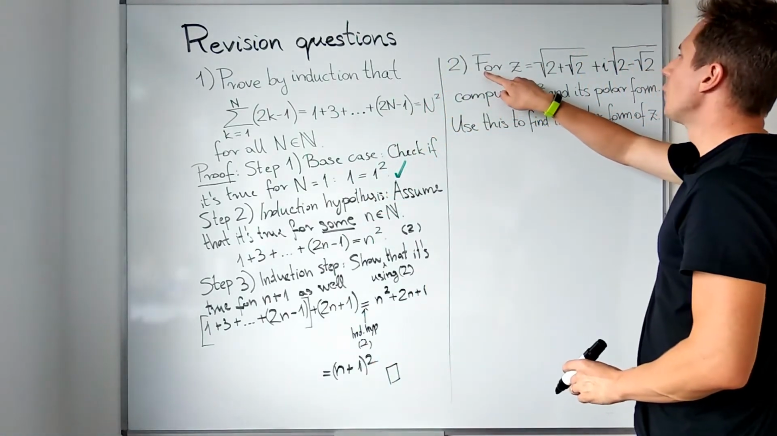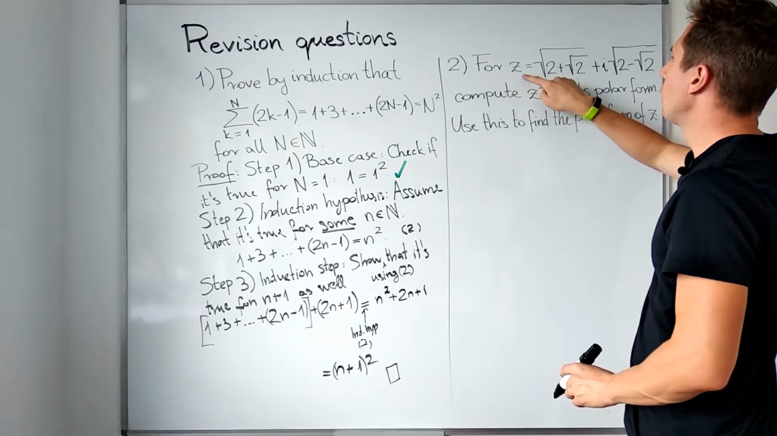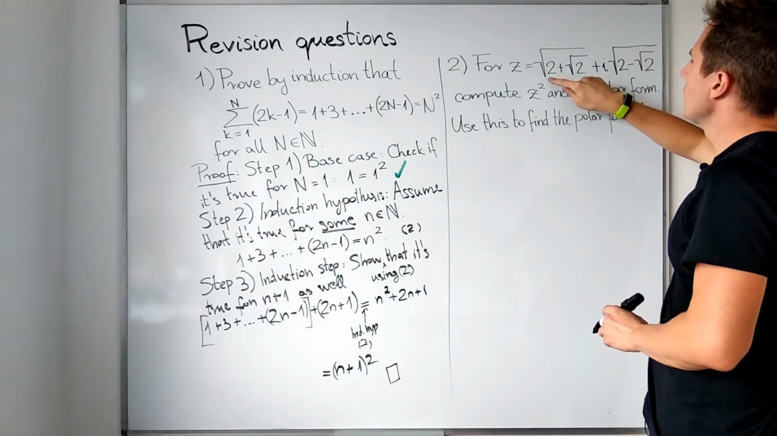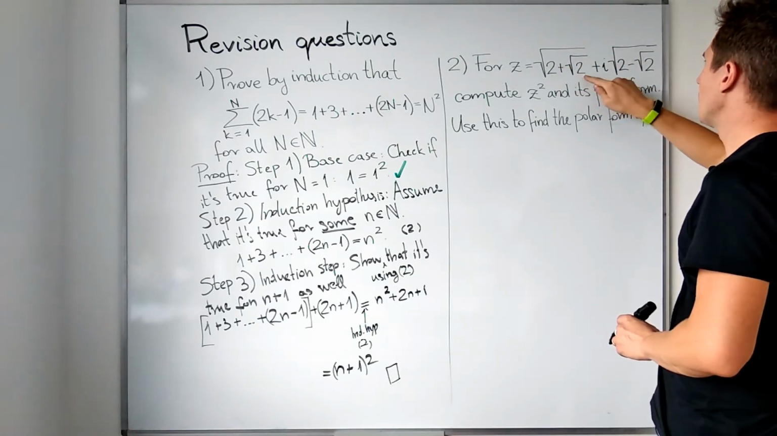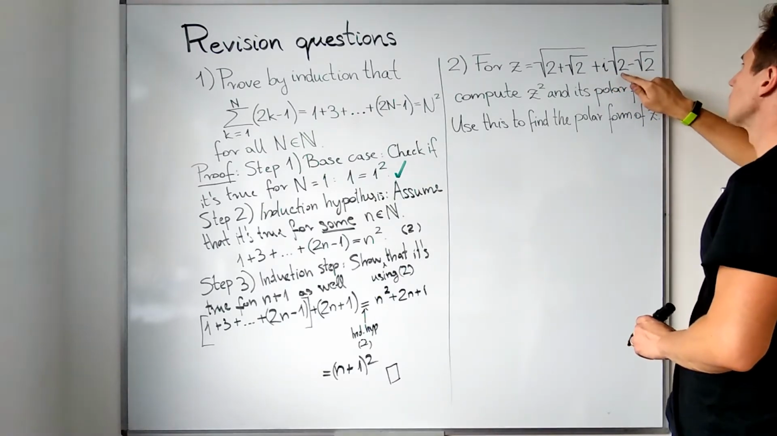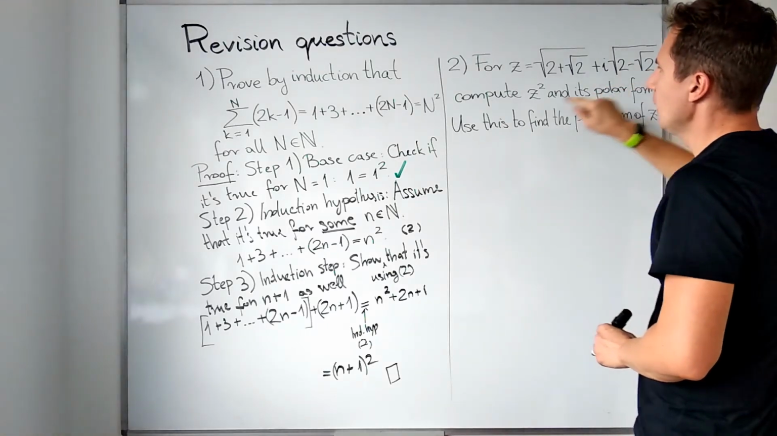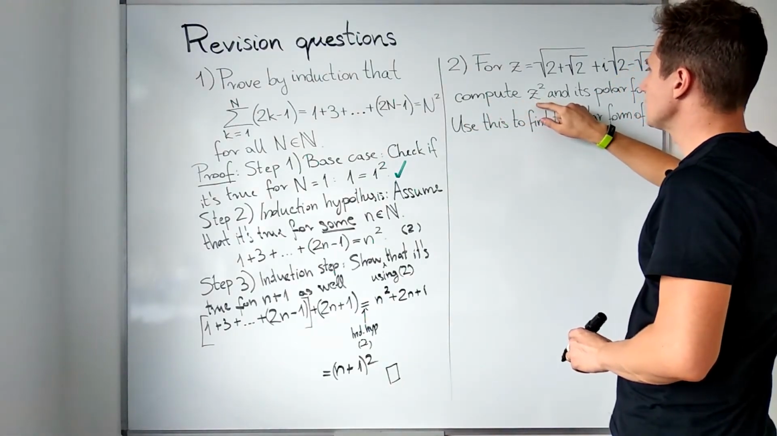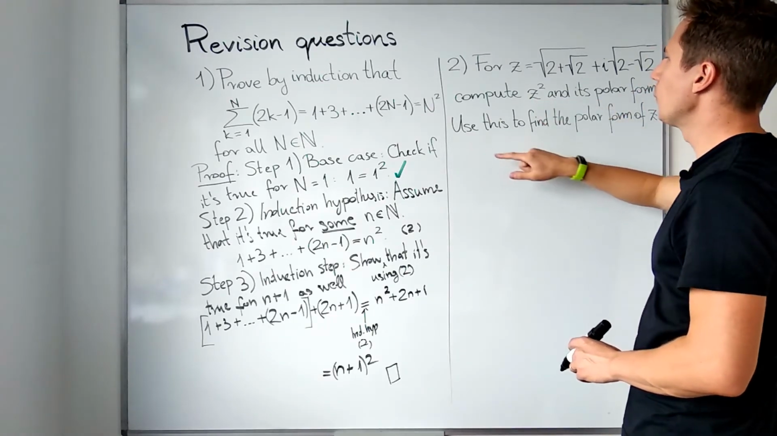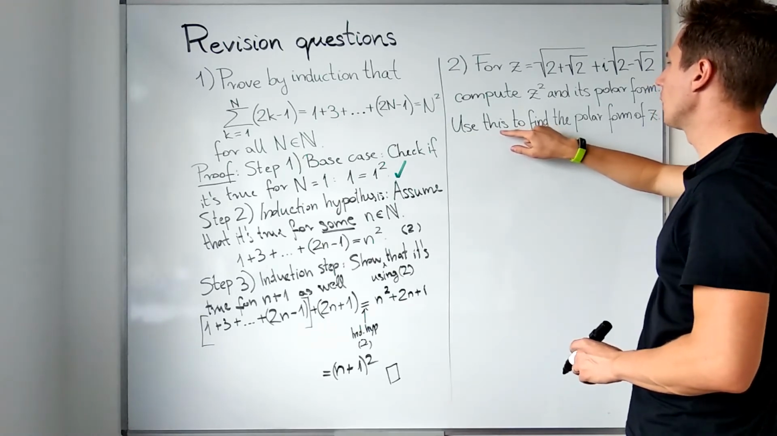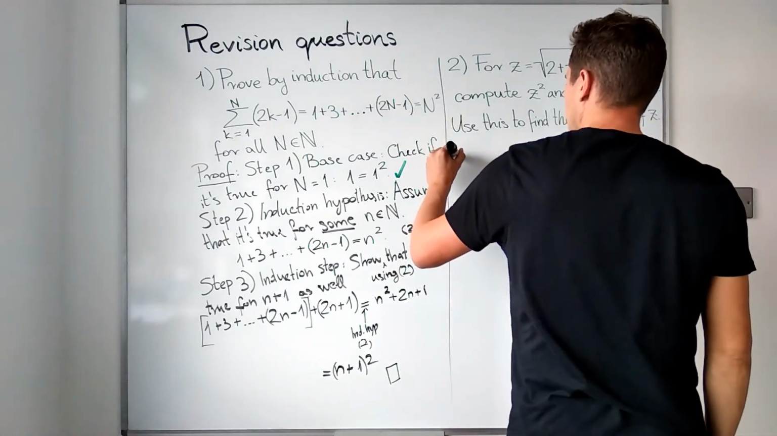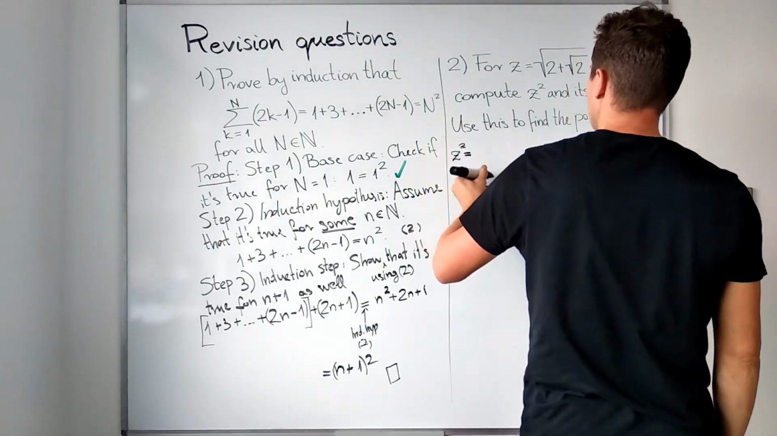Now let's move on and consider this complex number z, which is equal to the square root of 2 plus root 2 is its real part. Added to it is i times the imaginary part, which is the square root of 2 minus root 2. We have to compute the square of this number, z squared, and its polar form, the polar form of z squared. And once we have that, we have to use the result to find the polar form of z itself. Okay, so let's start by simply squaring that number.